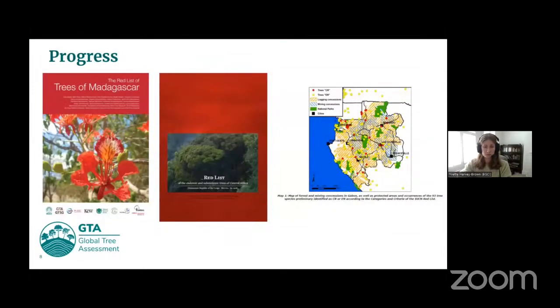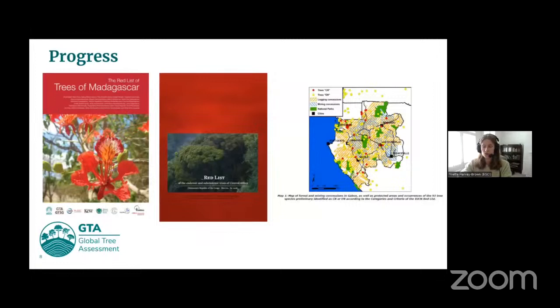For example, the Red List of Trees of Madagascar was a huge project working with Kew Botanic Gardens, Missouri Botanic Gardens, the University in Antananarivo, and also the Madagascar Plant Specialist Group. Meise Botanic Garden have also been leading on red listing endemic and subendemic trees of Central Africa.